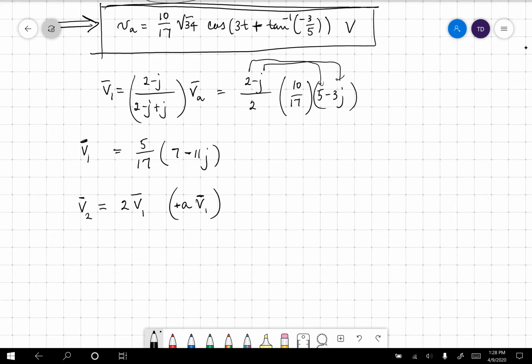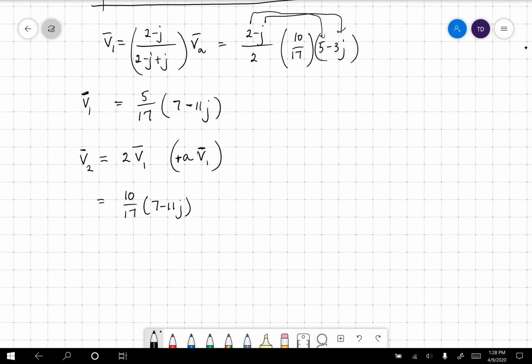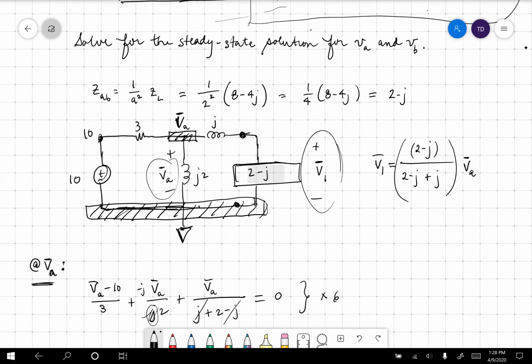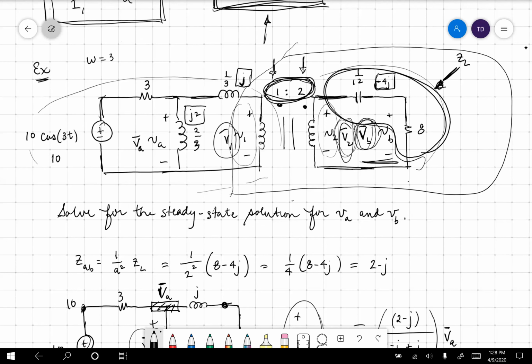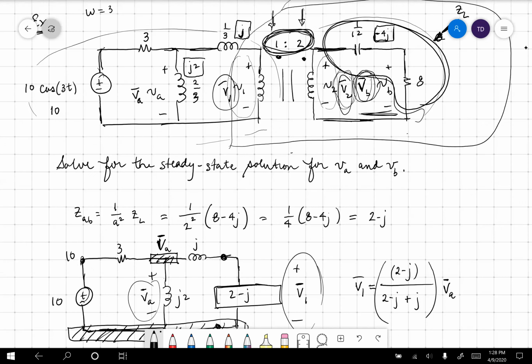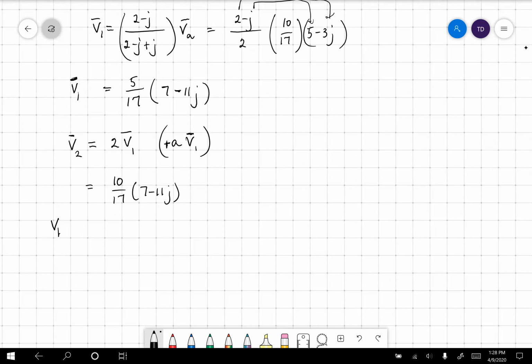Okay, so we have V1. So pop that back in there. Now that's equal to 10/17 times 7 minus 11j. Okay, that's V2. Now we want VB. Right over here, what is VB? So VB is over here, and that's another voltage divider. It's 8 divided by 8 minus 4j times V2. VB equals 8 divided by 8 minus 4j times V2, equals, divide by 4, 2 minus j times 10/17 times 7 minus 11j.